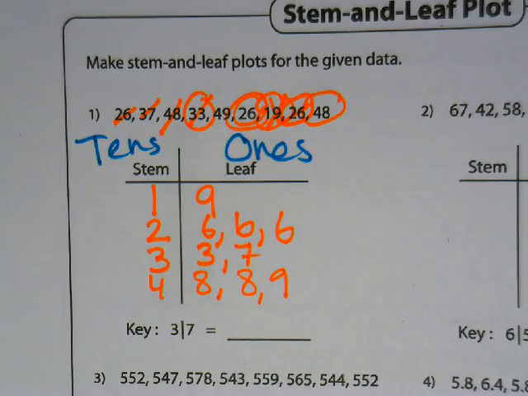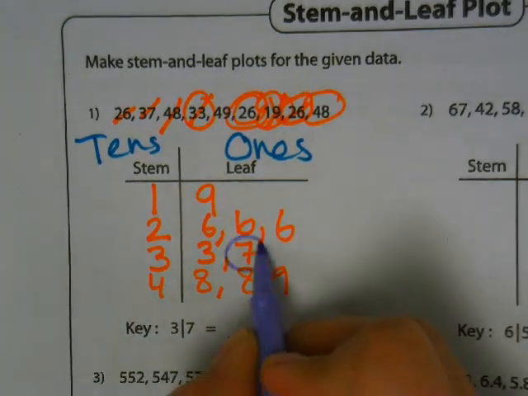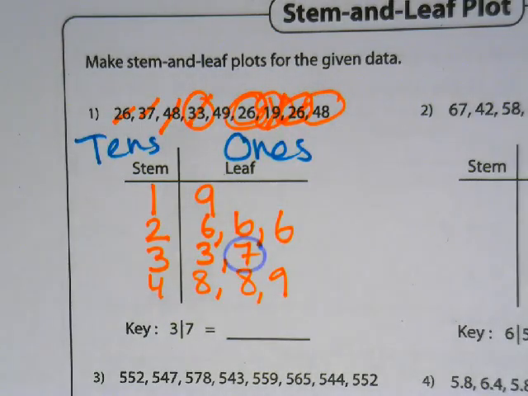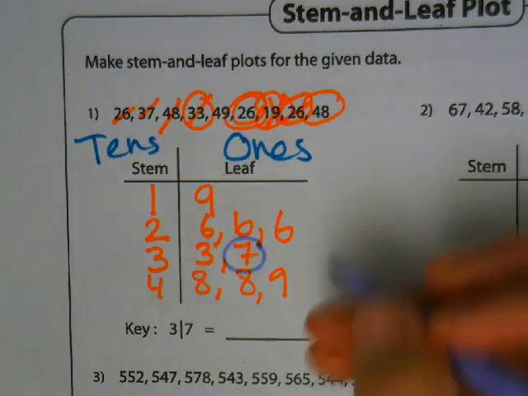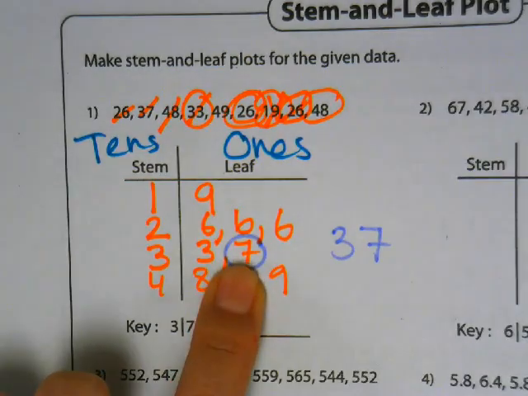It's a very easy thing, but it's kind of confusing in a way. Okay, I want to ask you a question. What number did I circle? 7. No. 37. I did not circle 7. I actually circled 37. So that is actually 37. Does that make sense? Okay.